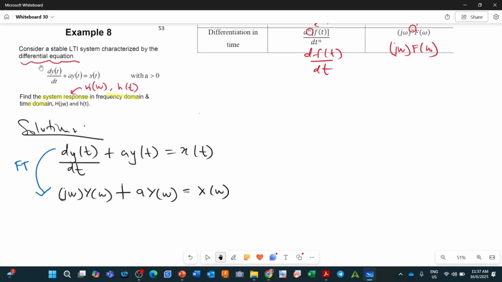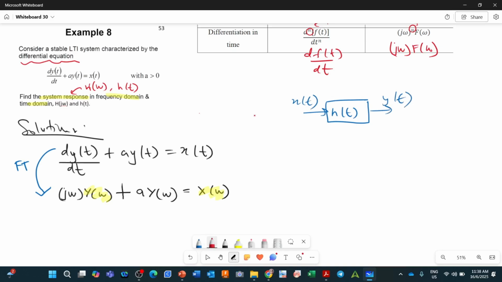So looking at this example, what do they actually ask? They ask you to find h(t). So basically h(t), you know, is actually the block diagram, right? The block. And you can see that in your equation you have y and x. So just draw it out. So you have x(t), y(t), therefore in terms of frequency domain you have X(omega), H(omega), Y(omega).